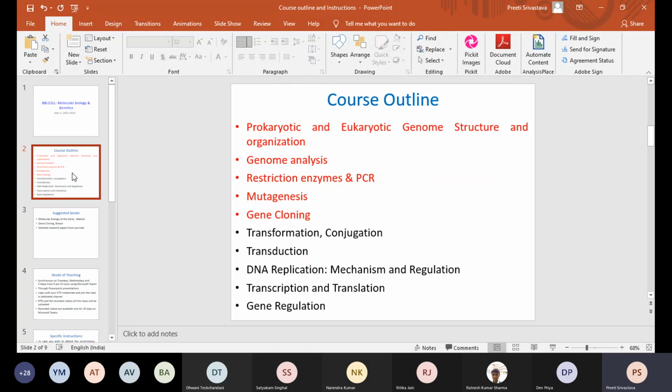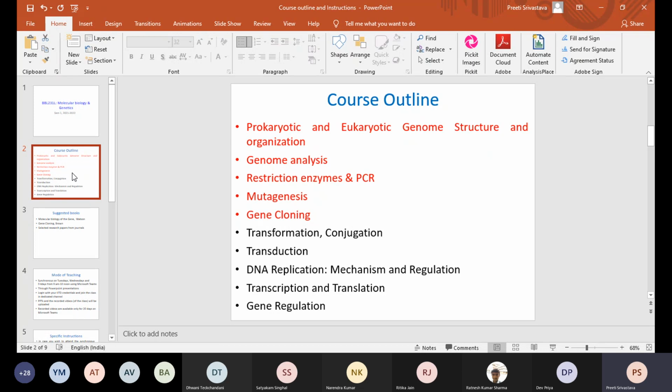So the course outline will talk about prokaryotic and eukaryotic genome structure and their organization. Here we are going to discuss in detail what a genome is and what the differences are in the structure of the genome of prokaryotes and eukaryotes. This will include not only the structure but also their organization, like how such a long genome, which is several meters in length, can be packaged in a small 2 micron bacterial cell or in a eukaryotic nucleoid. So we are going to learn this part.